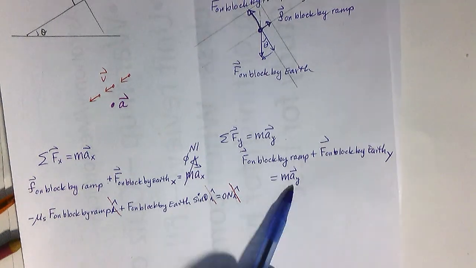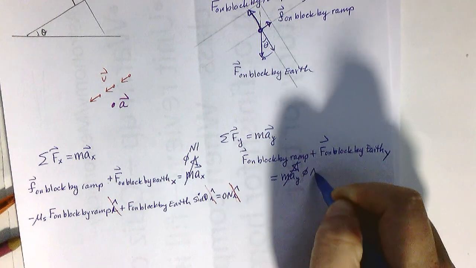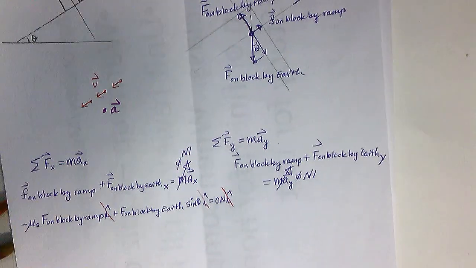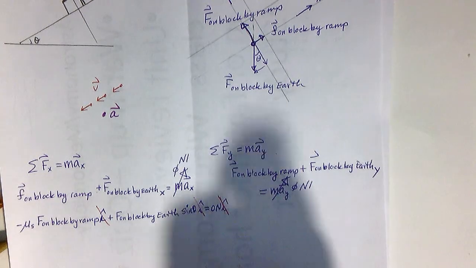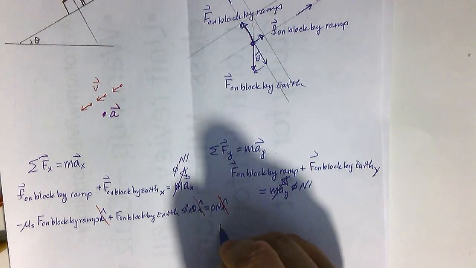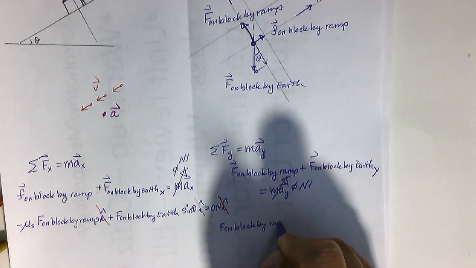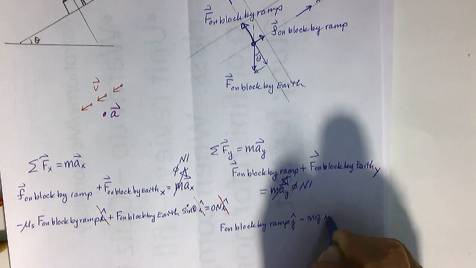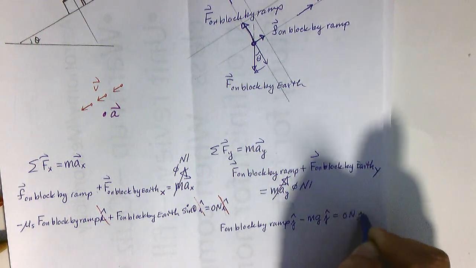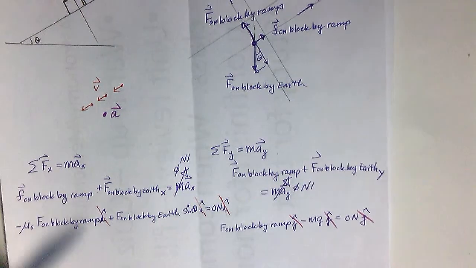They shouldn't be there. Okay, are we accelerating in the y direction? No, we're not. We're not moving in the y direction. We're not accelerating up and down off the ramp. So what we're going to do is substitute in magnitude and direction. I have force on block by ramp, j hat, minus mg j hat equals 0 newtons j hat. My j hats are going to cancel out.